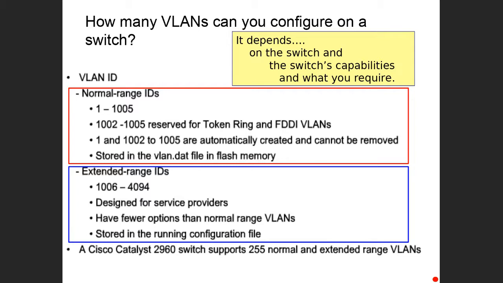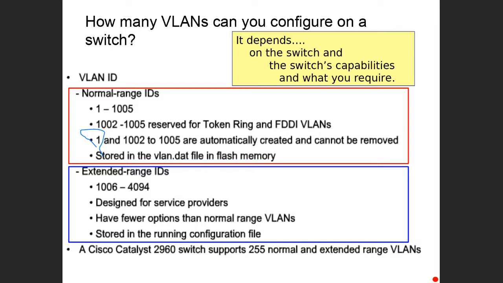The normal range would be from 1 to 1005, and extended from 1006 to 4094. Some of them are reserved. The numbers from 1002 to 1005 are reserved for obsolete stuff. Token ring, which hardly anybody uses anymore. Fiber distributed data interface. They are automatic. Now, an important concept here is VLAN number one is the default VLAN. It's automatically created and present on the switch. It cannot be removed. It cannot be renamed.